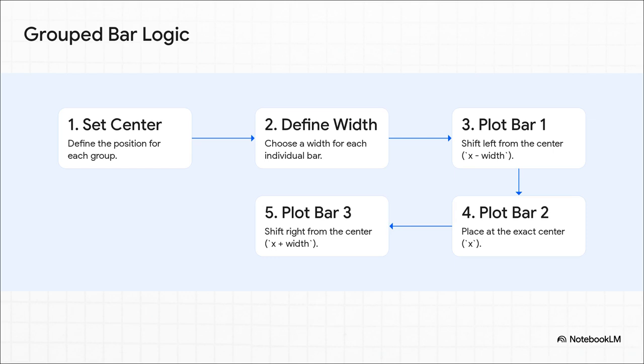For each year, we first pick a center point. Then, we just place one player's bar a little to the left of center. The second player's bar goes right on the center, and the third player's bar goes a little to the right. It's really just a simple game of shifting things left and right.